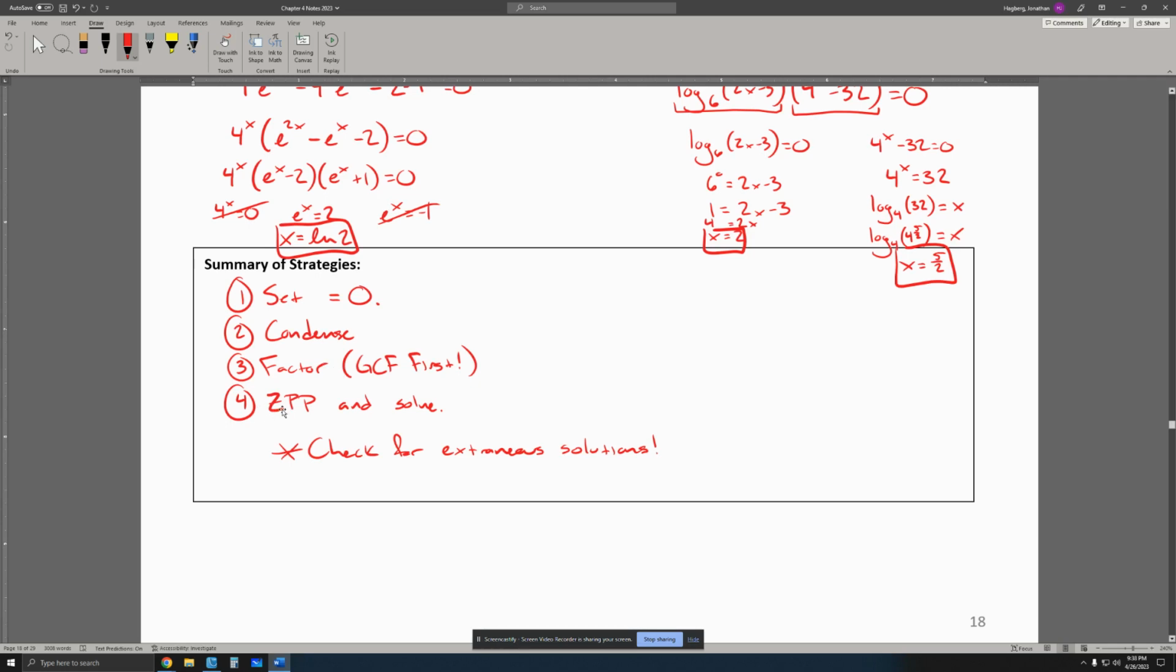And then finally, zero product property and solve. Set each factor equal to 0, solve each of those equations. Don't forget to check for extraneous solutions.